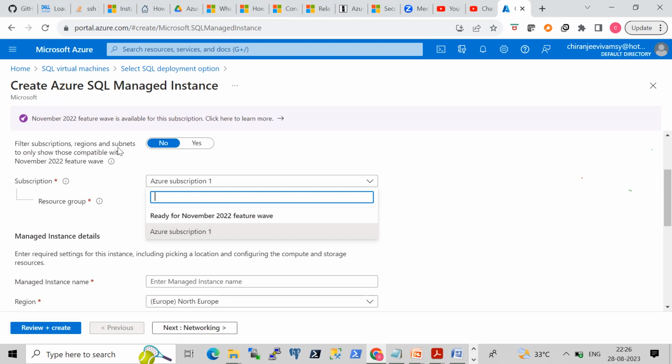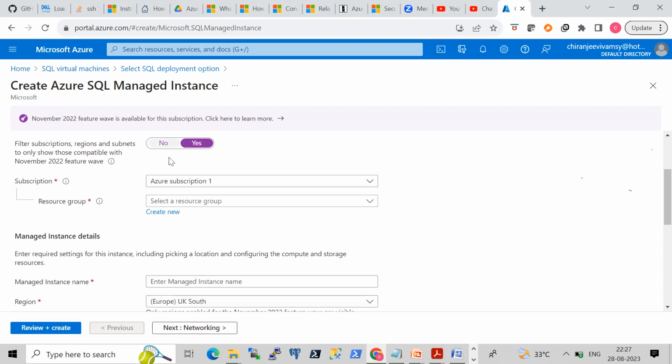This feature for the moment is applicable only with your development subscriptions. It's not available with the higher environment subscriptions. Is that clear or not? Yeah, Vamsi. So this is only for development. As soon as you select development, it will be visible, and you can click on yes, and it will allow us to proceed.